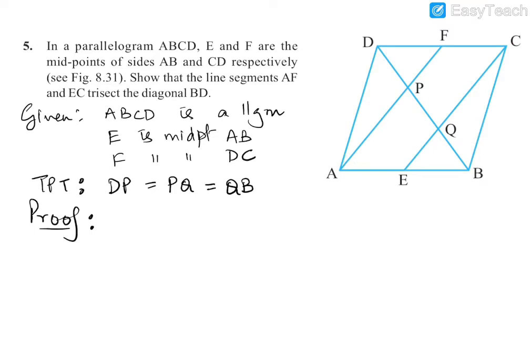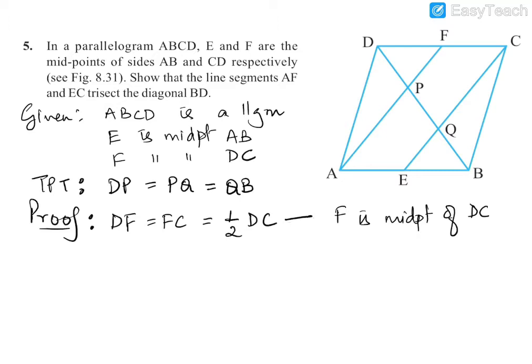So let's use what is given. We are given F is midpoint of DC. So we can write DF is equal to FC, which is equal to half DC. So this implies DC is equal to 2 times FC. Mark this result as 1.